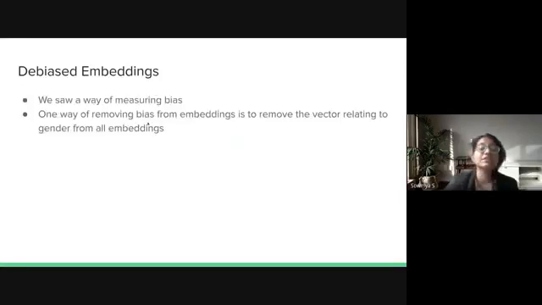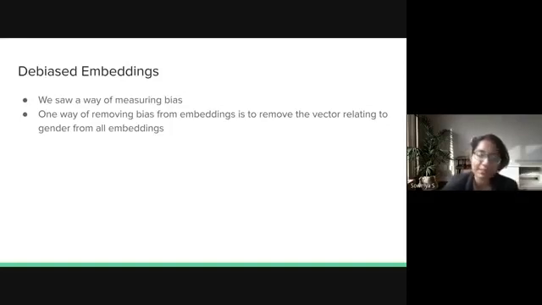Now, how do we remove bias? One idea is that you remove the vector relating to gender from all the embeddings. The word gender would have an embedding, and not only the word gender, but synonyms of it, words close to it, will get a vector, and you subtract that vector from all the embeddings. So you subtract that vector from the vector for doctor, you subtract that vector from nurse, and so on. Then when you repeat these experiments, you will see that such associations do not crop up. So that is an advantage.